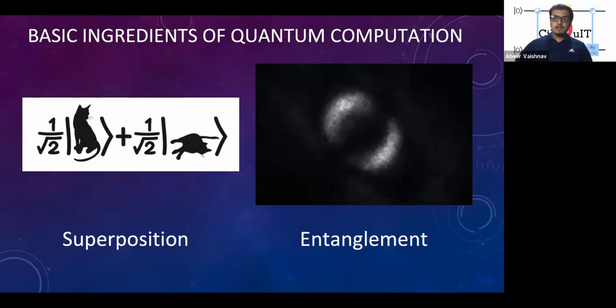This picture is actually a real photo of entanglement between two electrons, and I think it was captured in 2018, if I'm not wrong. And this is a very special photo because this is the first picture that was taken of entanglement.